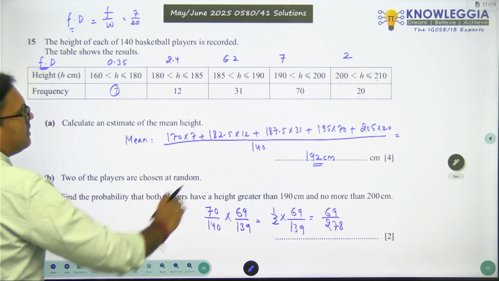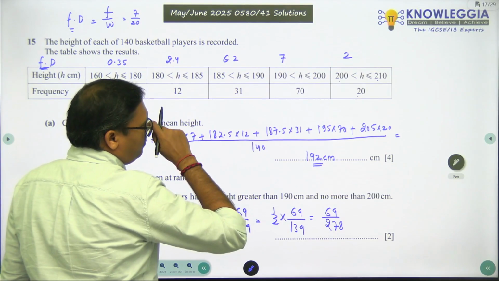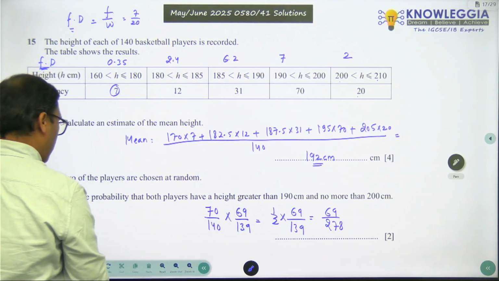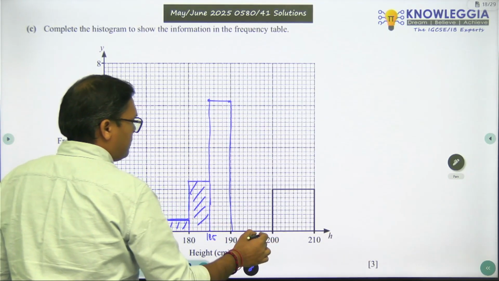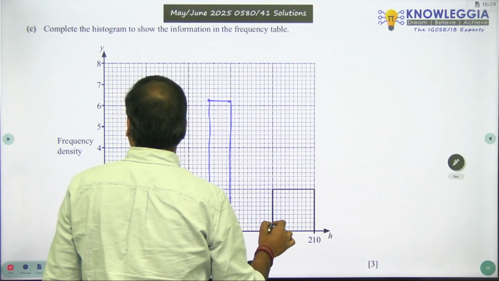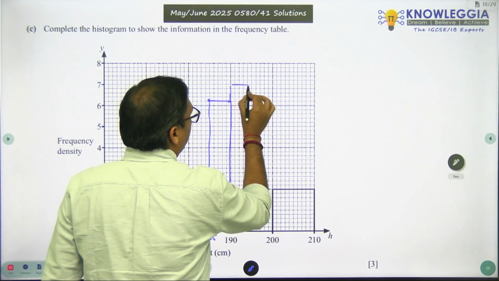The next one is 190 to 200. This is 7. So you can see 190 to 200, 7. So it will be here.